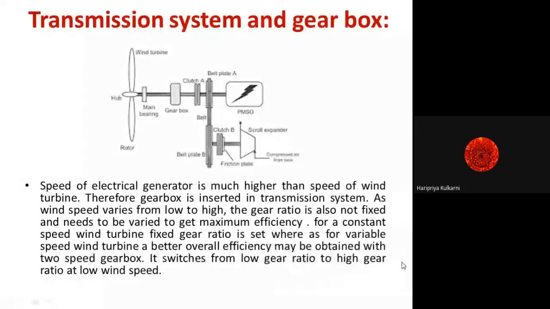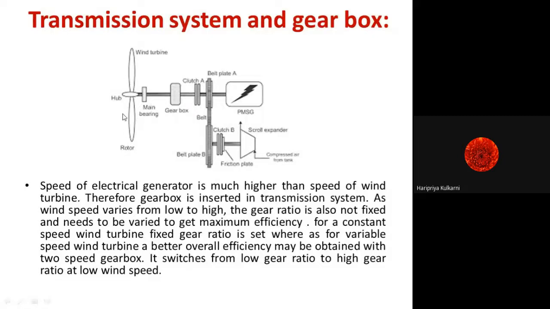Good morning, friends. Today we are going to study the transmission system and the gearbox of the wind energy generation system. As we have already studied, this is the block diagram. There is a need for a transmission system and gearbox arrangement because the generator that we use requires very high speed, and that much high speed is not obtained by the wind turbine.